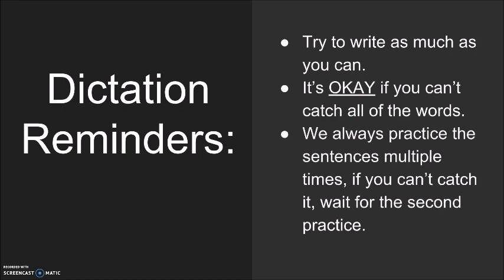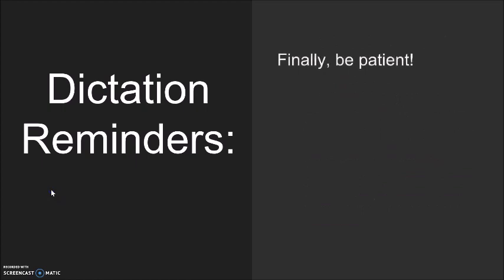Remember that we always practice the sentences multiple times. The first few times, you'll hear the sentences fast, using my reduced spoken American English. If you can't catch it, wait until the second practice, when we're going to be slowing the sentences down, using our more clear pronunciation, and then making comparison between the clear pronunciation and the reduced pronunciation of American English. Remember to be patient. This is a difficult skill to improve upon.